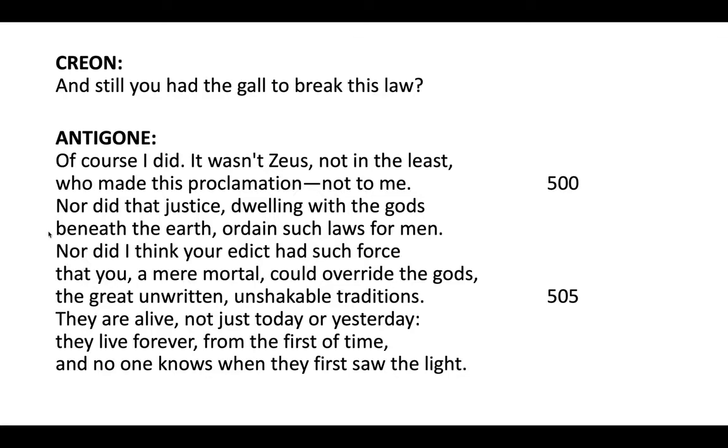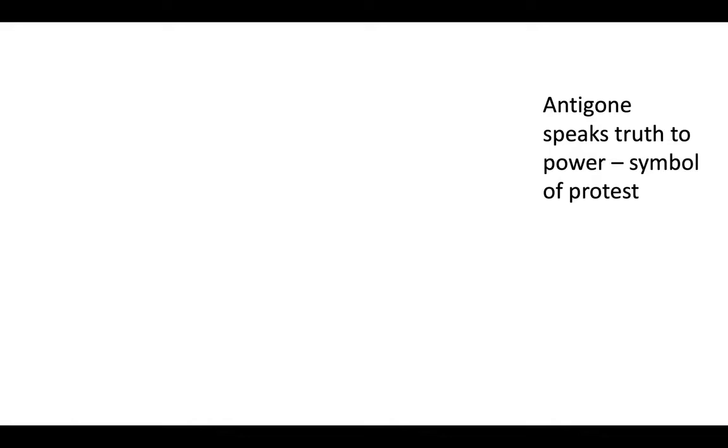So anyway, notice how powerful she is with her language. She's speaking to a much older man, so it's her uncle, or great uncle. She's a very young woman, probably a teenager, maybe she's in her 20s, but she's fierce in her opposition to him. And that continues throughout the play. Antigone is often seen as a figure who speaks truth to power. She's a symbol of protest.